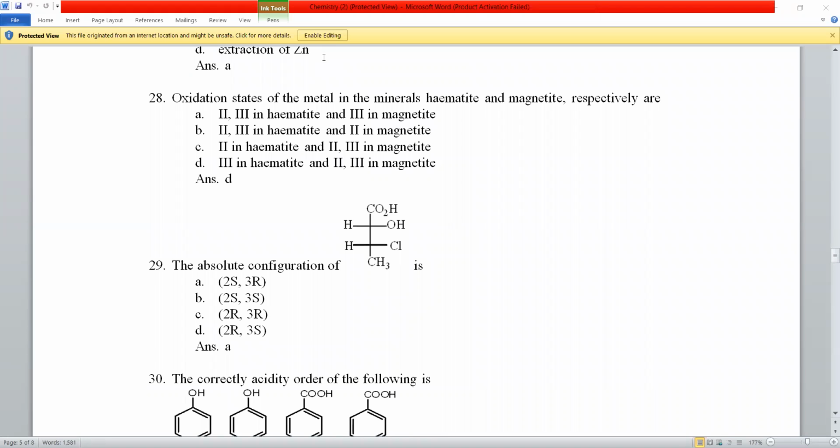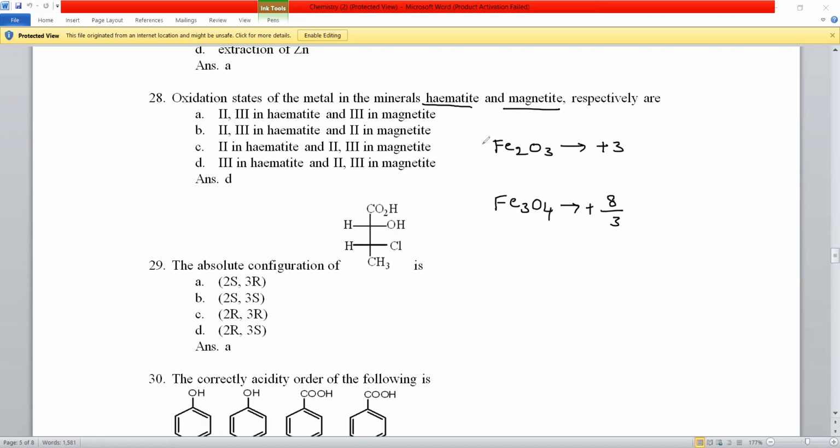Oxidation states of metal in minerals, hematite and magnetite. What is the oxidation state they're asking here? Hematite is Fe2O3, and magnetite is Fe3O4. Since we know very well, in hematite the +3 state will come here. In magnetite we get an average oxidation state of 8/3, but here it is given as a spinel.